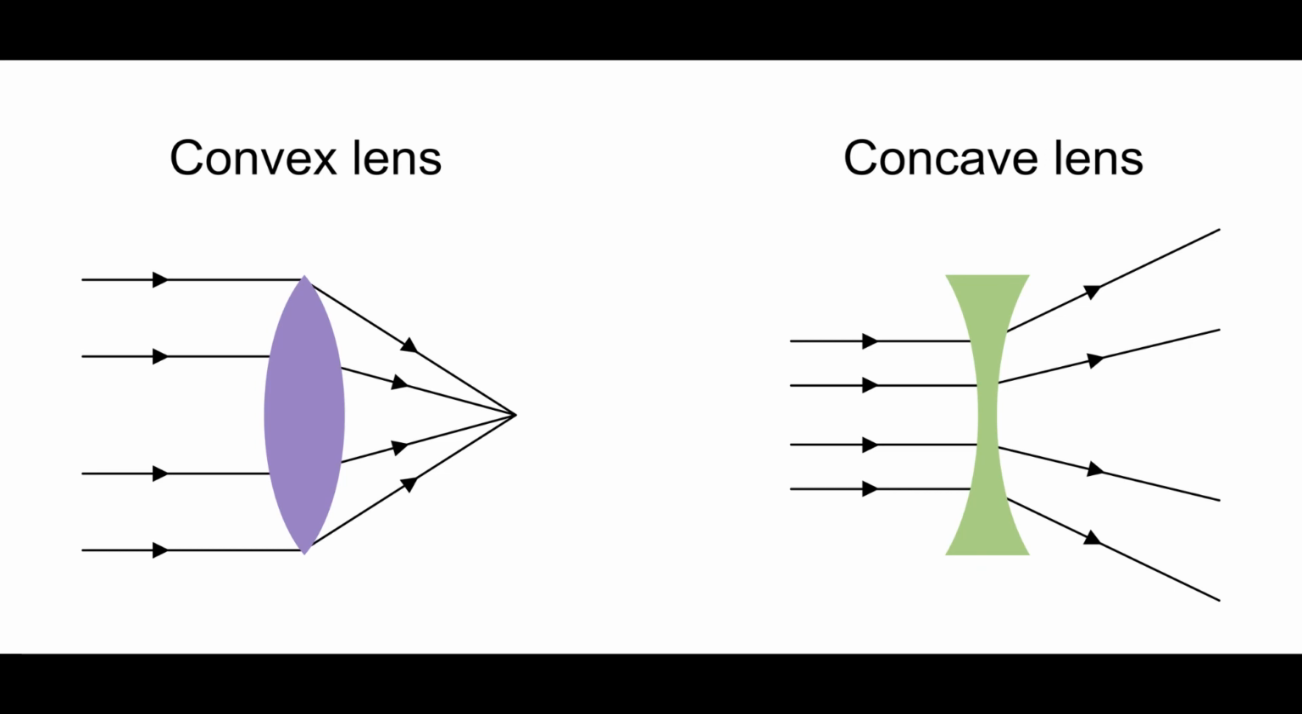On the other hand, a concave lens is thinner in the middle and thicker at the edges. It's like a little dip. When light passes through a concave lens, it spreads the light rays apart. This can make things look smaller and further away.